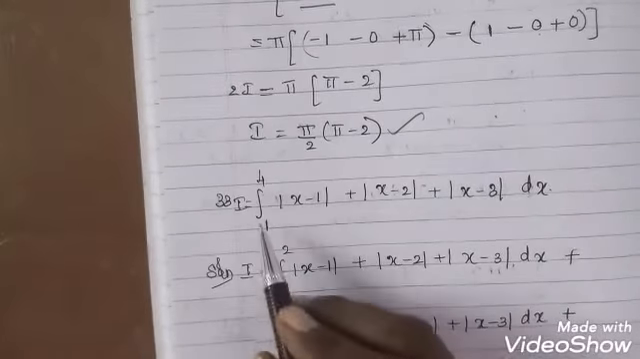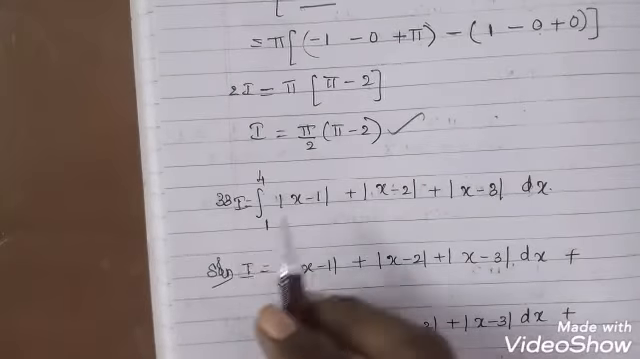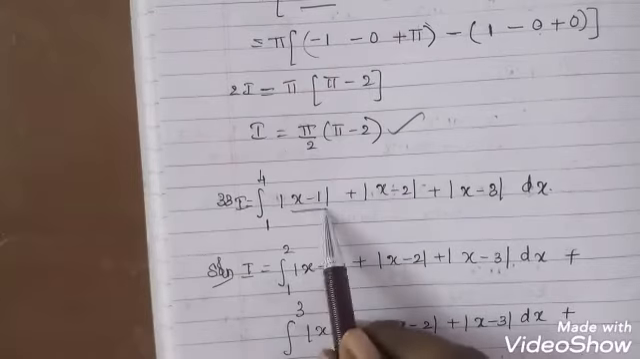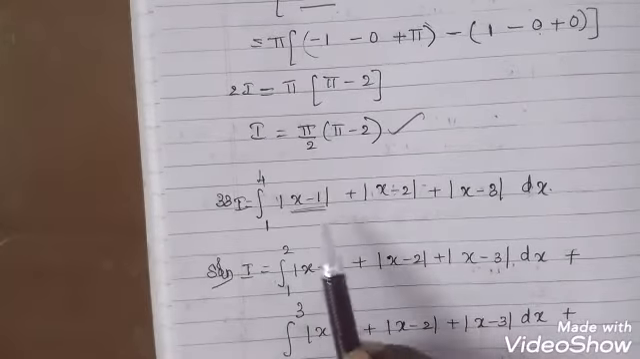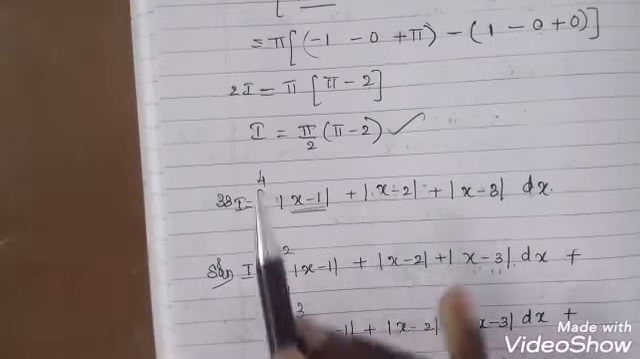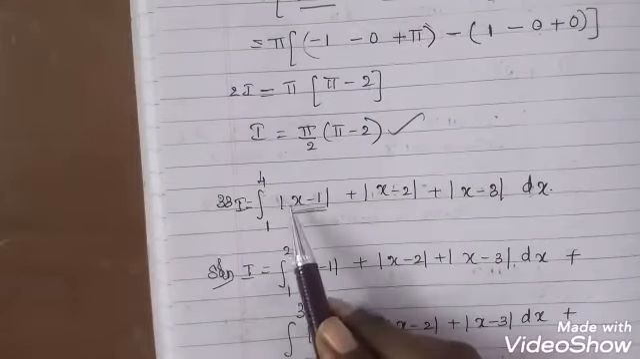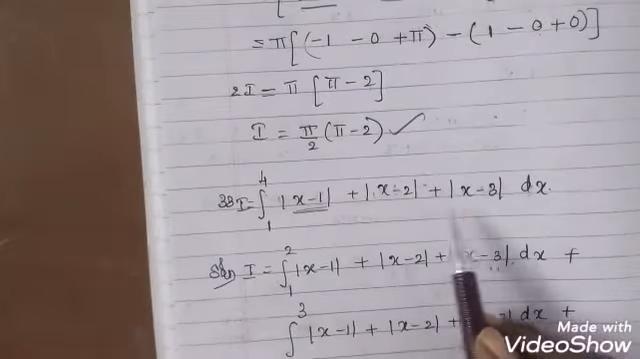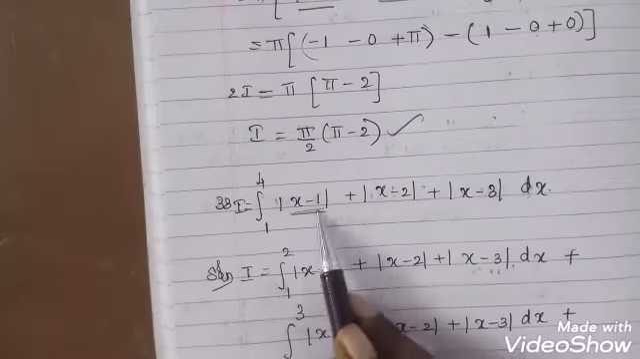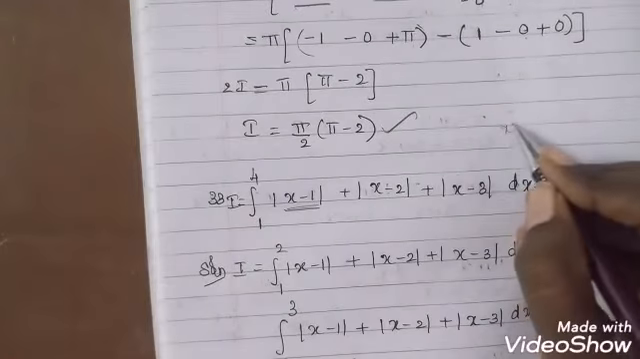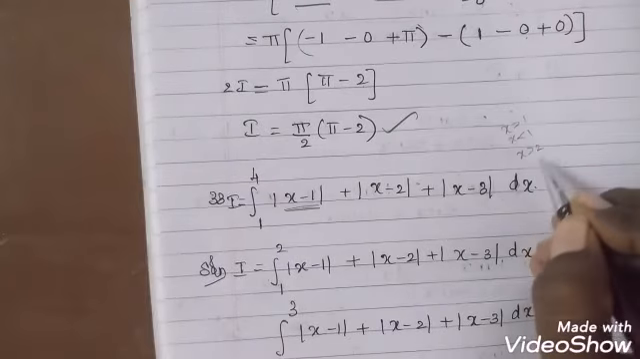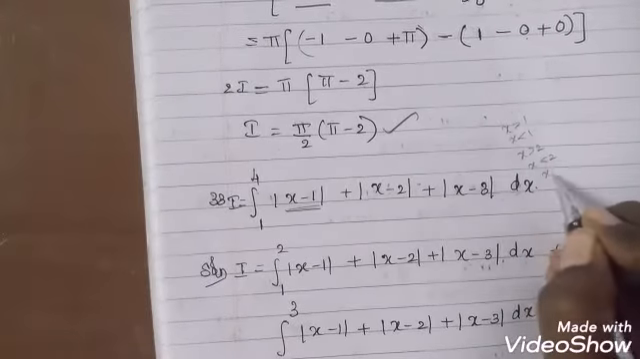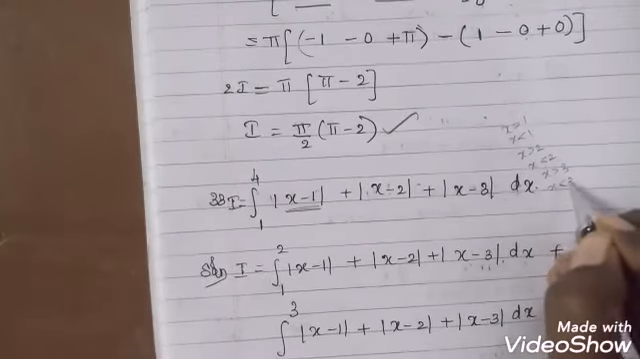Now the 33rd question is an important one. Under the exercise for definite integrals, we would have seen only integration of just one absolute function, but here it's not like that. You have the sum of 3 absolute functions: the integral from 1 to 4 of mod of x minus 1 plus mod of x minus 2 plus mod of x minus 3. So what you get here are the cases x greater than 1 and x less than 1, x greater than 2 and x less than 2, and x greater than 3 and x less than 3. This is how you get it.